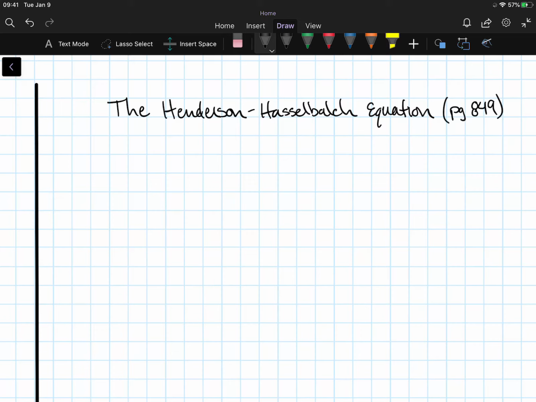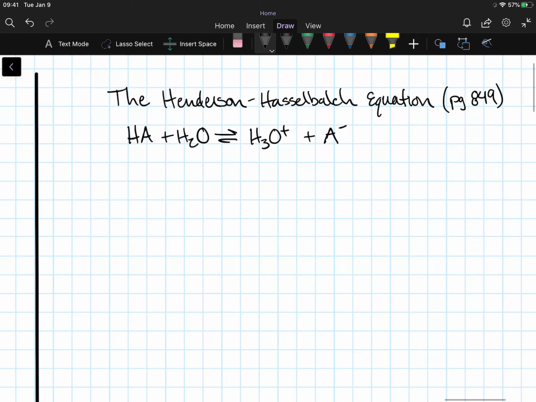So what we're going to start off with is our weak acid dissociation in water. We should be getting pretty automatic at this again, where our weak acid HA will dissociate in water and form H3O plus and A minus. We can write our equilibrium expression for this. Ka is equal to the concentration of the H3O plus and the concentration of the conjugate base over the equilibrium weak acid concentration.